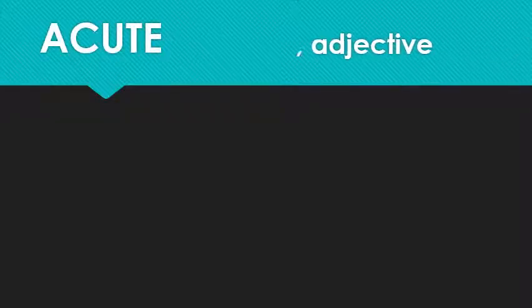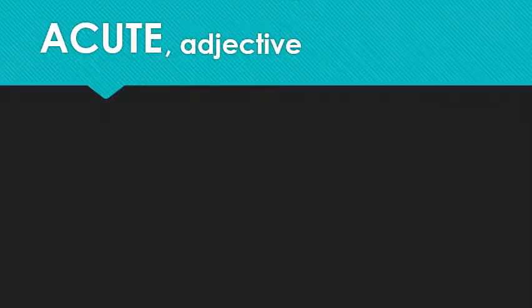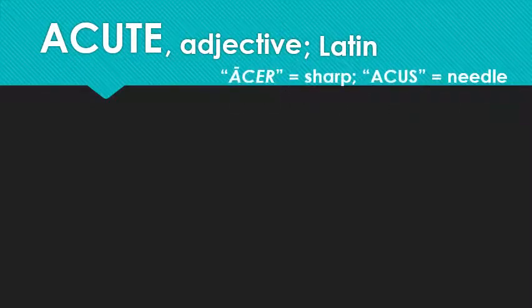The other word that we are comparing again is acute. Let's say it together. Acute, acute. What part of speech is acute? It's also an adjective, and it comes from the Latin, from acer, sharp, or acus, needle. We'll come back to those in a minute.